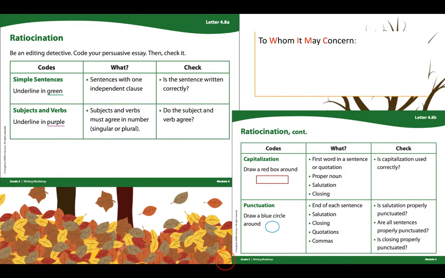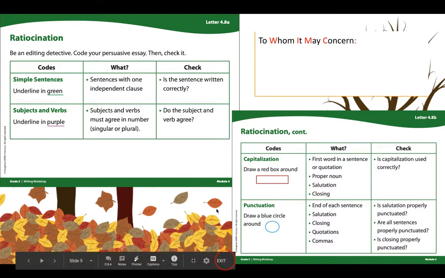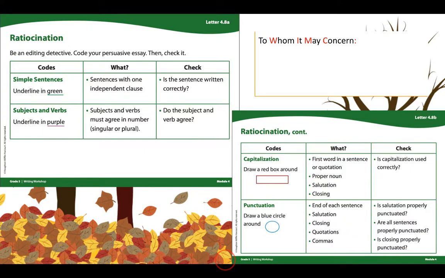I've made my corrections and now my letters are capitalized and my punctuation is placed. When I'm checking over my draft, there's a few things that I need to notate with the codes in my ratiocination chart. I need to draw a red box around each letter that is capitalized. I also need to draw a blue circle around the colon because it's a punctuation mark. So I need to ask myself, is my capitalization used correctly?